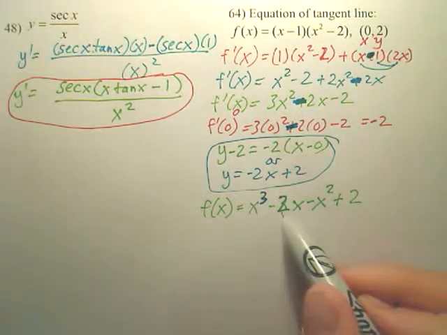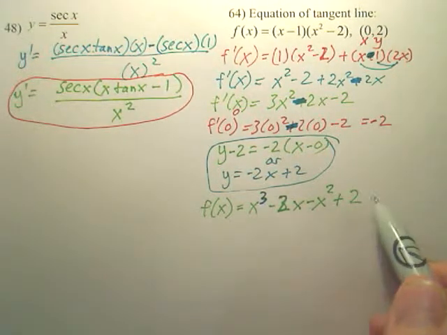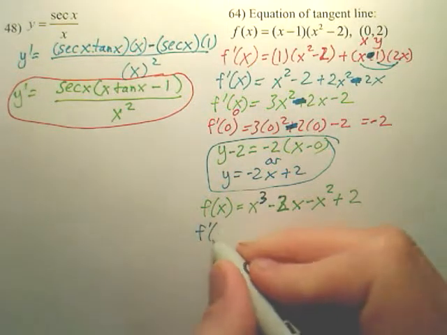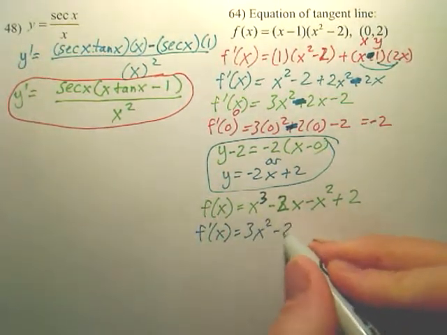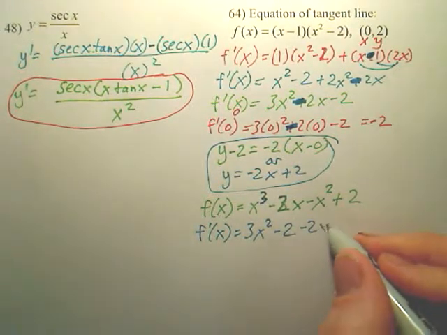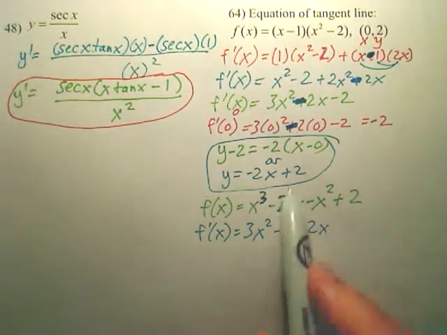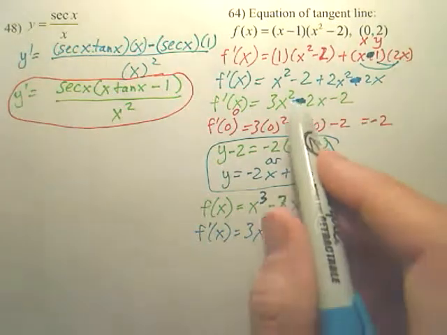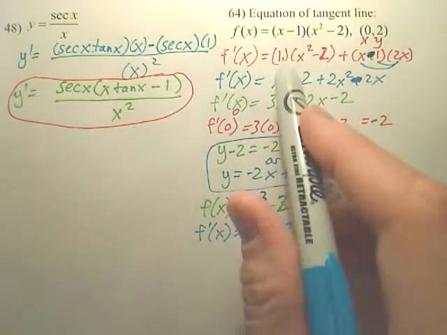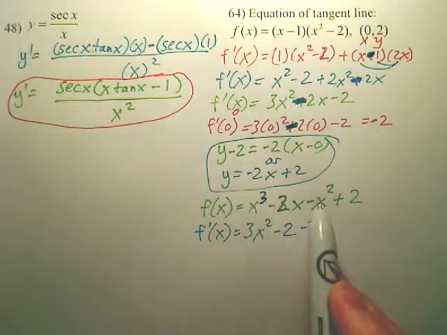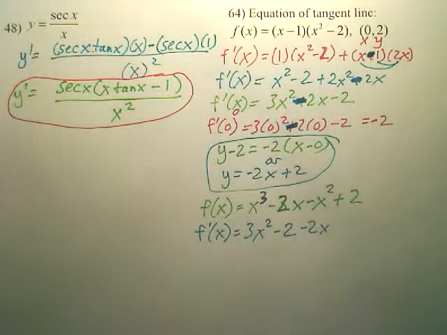That's it right there. And if you just derived each piece one by one, that'll give you 3x squared. This will give you negative 2. This will give you negative 2x. That'll give you 0. Does this match this? Yeah. It's all a preference. Do you want to do product rule, or do you want to just distribute and then derive it as a polynomial? It's your call.